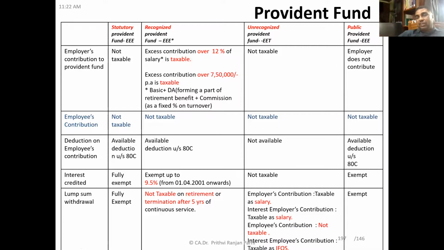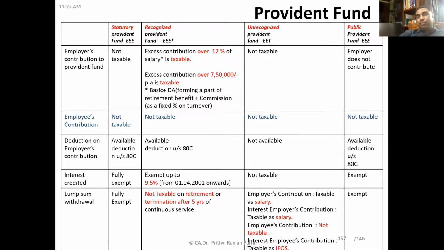Employee's contribution is not taxable. Interest on employee's contributions is taxable under the head income from other sources. Employee's contribution is not taxable because he has contributed and he has withdrawn the same money. So it's not an income, it's not taxable. But interest earned on employee's contribution is taxable. Since it is his own contribution, the employer-employee relationship doesn't come into the picture. So it will be taxed under the head income from other sources.